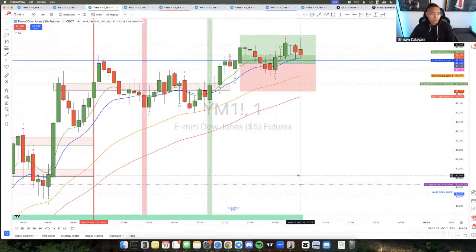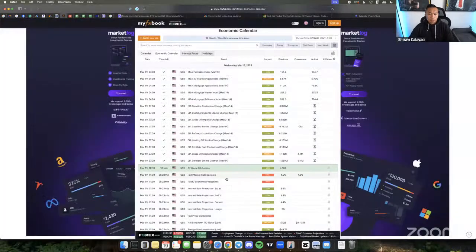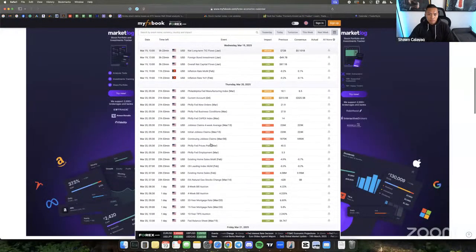I think after today, the market might pick back up. It's just because the Fed interest rate is coming out today. So let's go ahead and take a look over here real quick. Today we have the Fed interest rate, then tomorrow we have some high impact news events.